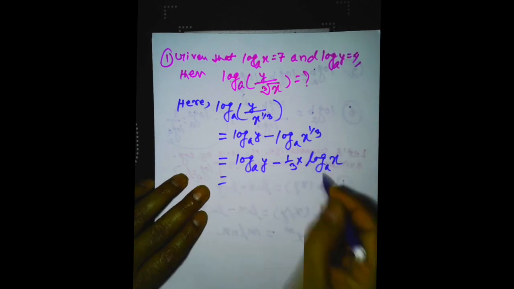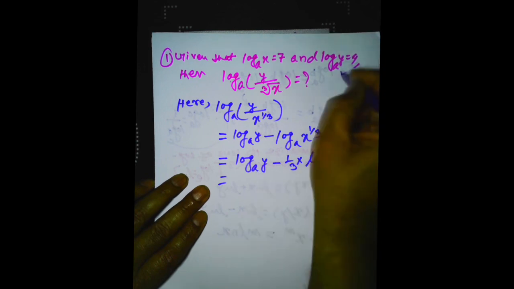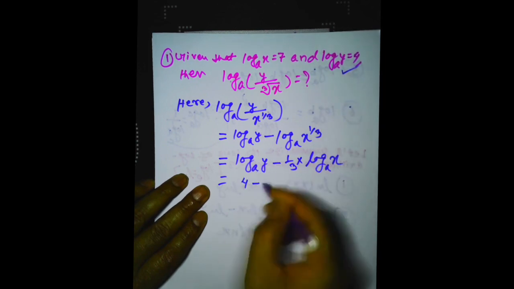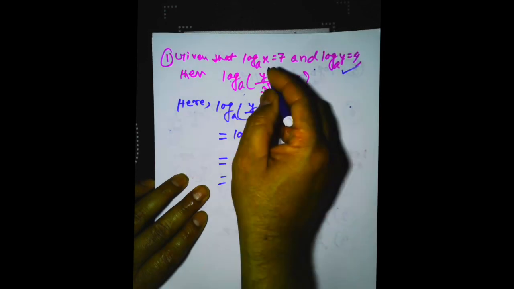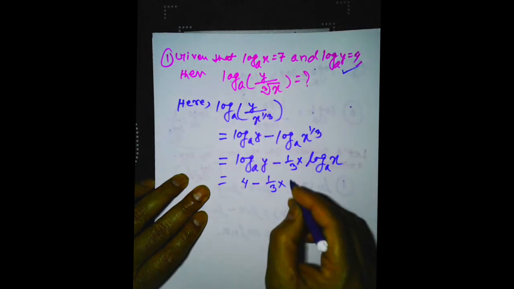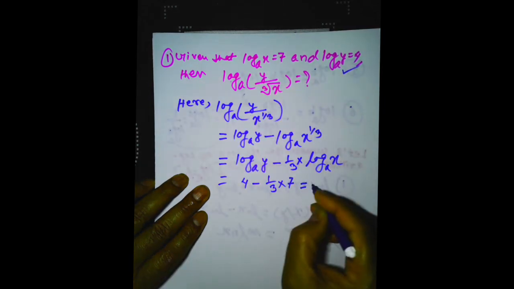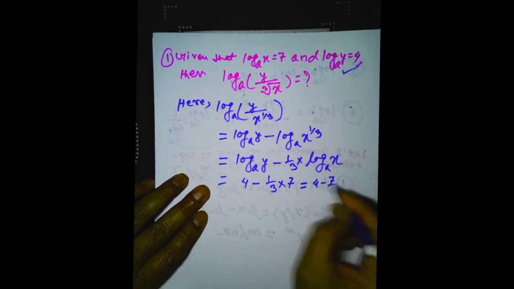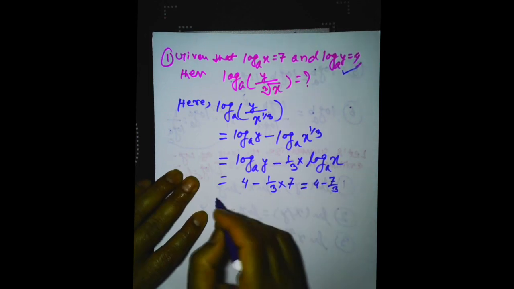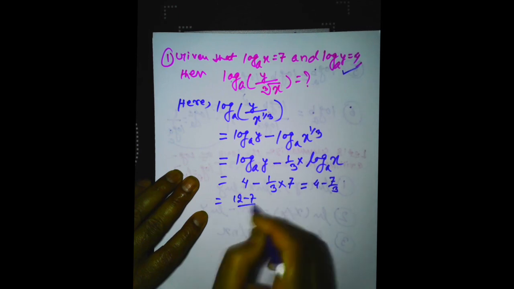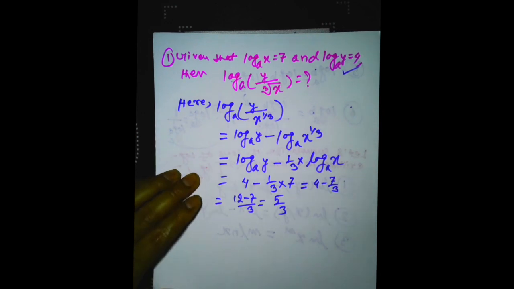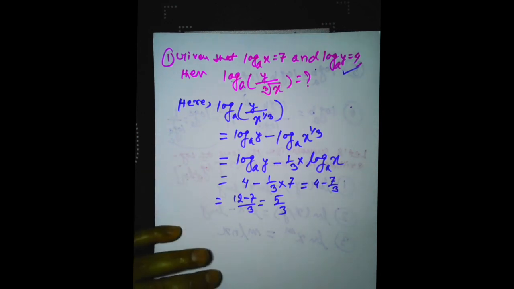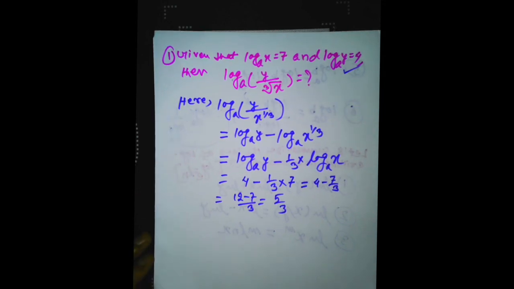Now you can see here log base a y is given as 4, so you can write 4 here. This is 1 by 3 times log base a x, and x is given as 7, so you can write 7 at this place. Now it is 4 minus 7 by 3, so it is 12 minus 7 by 3, and that is going to be 5 by 3. So in this way we can evaluate the logarithm, provided we have knowledge of all the properties of logarithm.